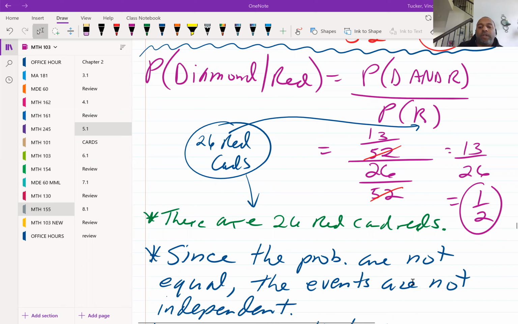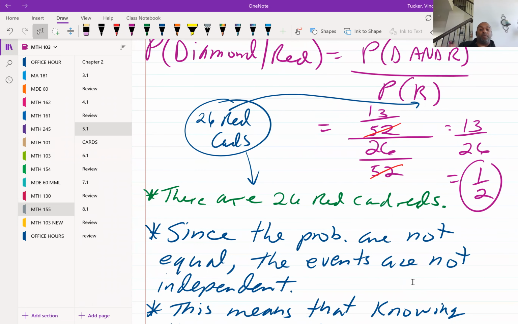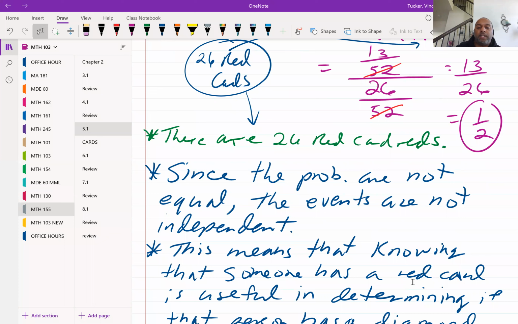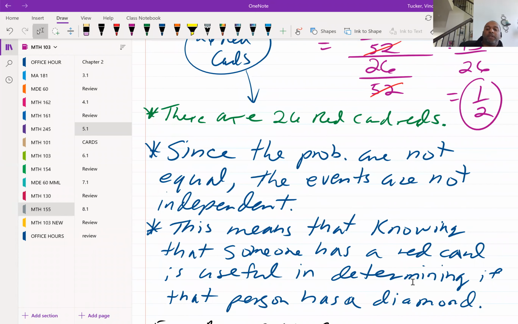All right, so in the green, just re-emphasizing the fact that we had 26 red cards, that's where that 26 came from. So in the blue, we see since the probabilities are not equal, the events are not independent. Remember, in order for them to be independent, we needed those probabilities to be equal. This means that knowing that someone has a red card is useful in determining if that person has a diamond.